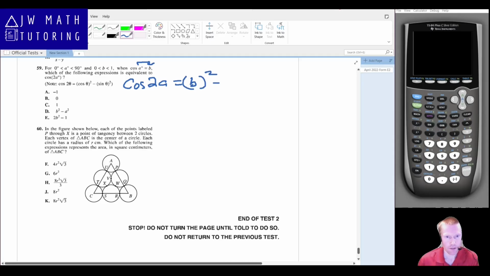And now for sine squared, this is where it becomes a little tricky. This is where you have to know the Pythagorean identity, that sine squared of an angle plus cosine squared of an angle is equal to 1.